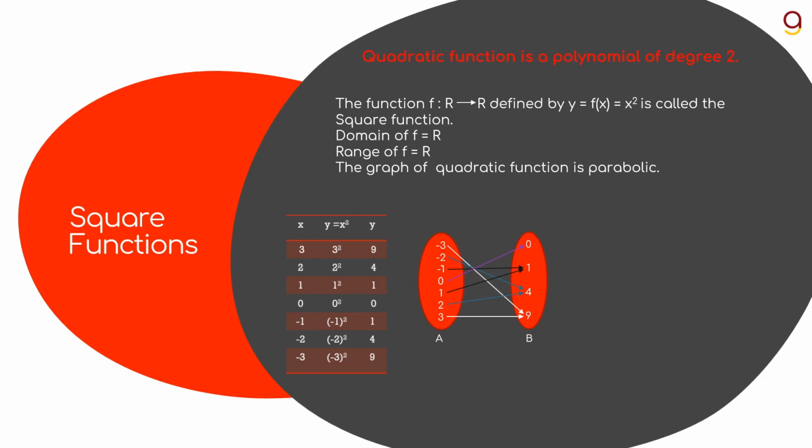Now if we see the arrow representation for the same, in the set of domain we have the points minus 3, minus 2, minus 1, 0, 1, 2, 3. In the set of codomain we have the numbers 0, 1, 4 and 9. Now minus 3 and 3 have a unique image 9. Minus 2 and 2 have unique image 4. Minus 1 and 1 have unique image 1, and 0 has a unique image 0. So the range is 0, 1, 4 and 9.